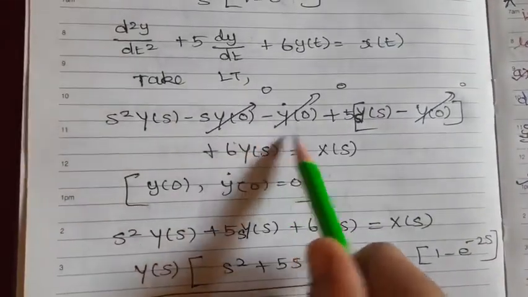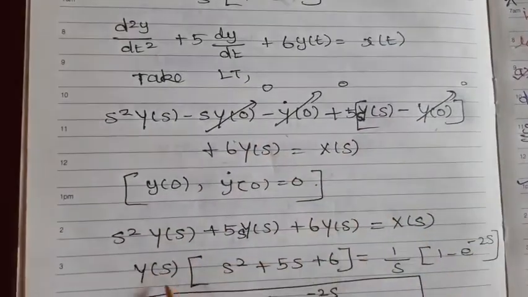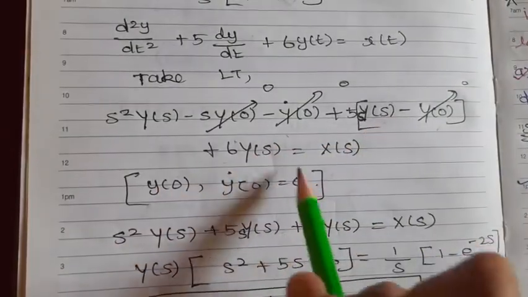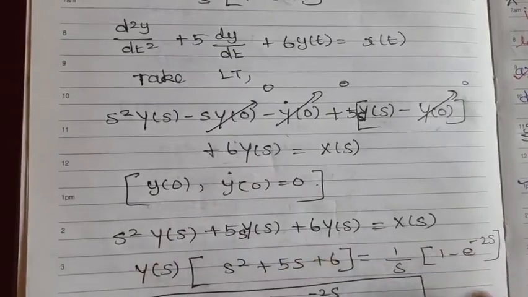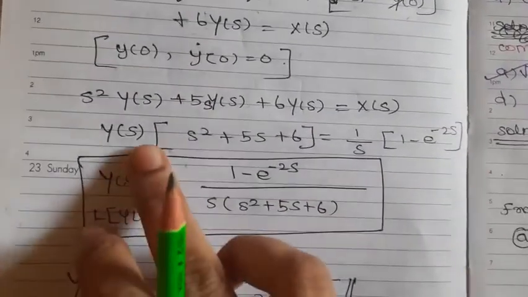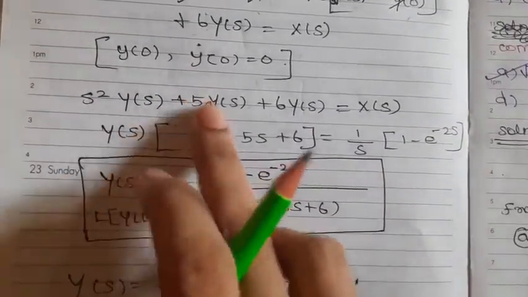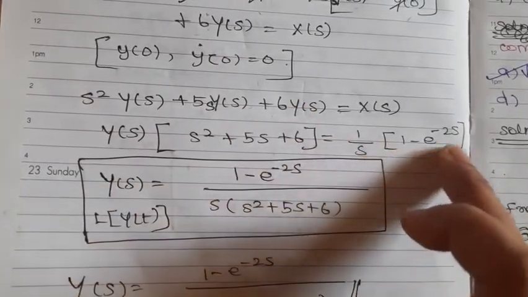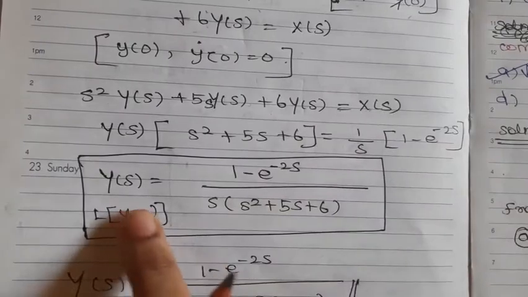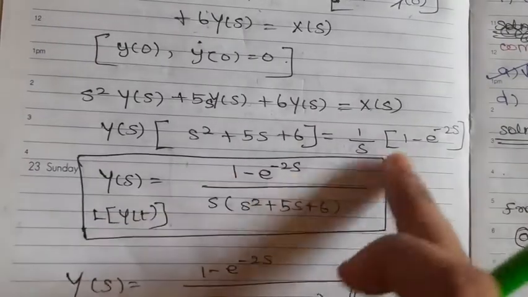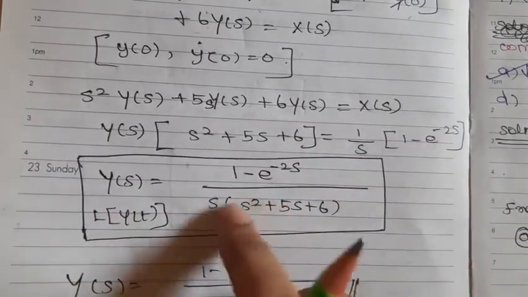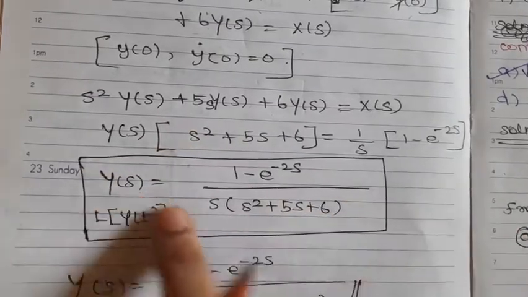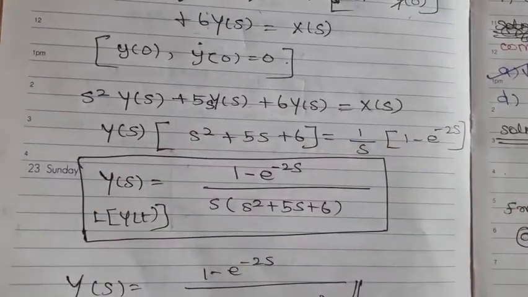So these and these are 0 only. So what is remaining? s squared into y of s plus 5s y of s plus 6 y of s is equal to x of s. Take y of s common: y of s times s squared plus 5s plus 6 is equal to 1 by s into 1 minus e power minus 2s. So y of s value, what we will get? 1 minus e power minus 2s divided by s into s squared plus 5s plus 6. So this is the y of s value.